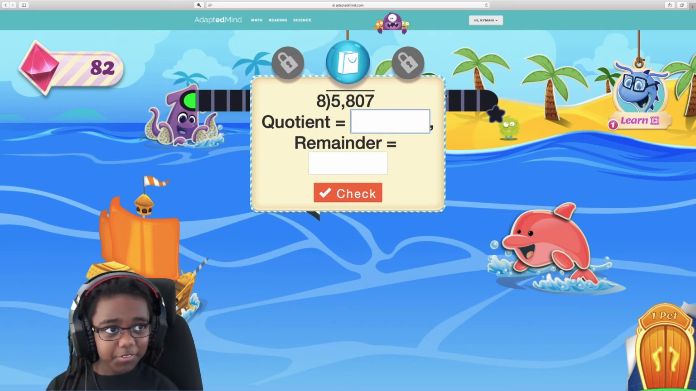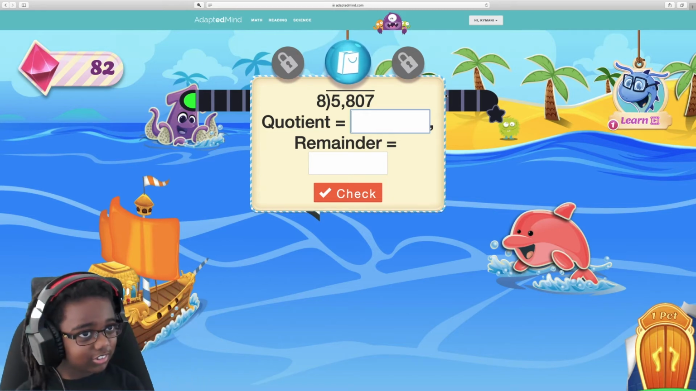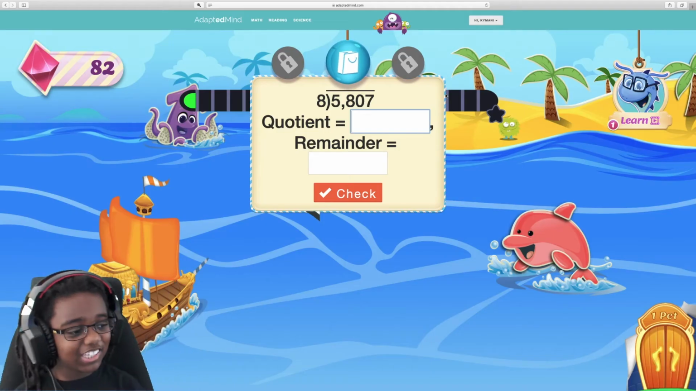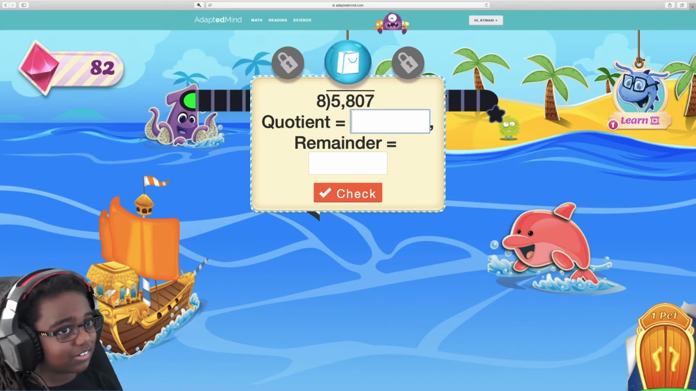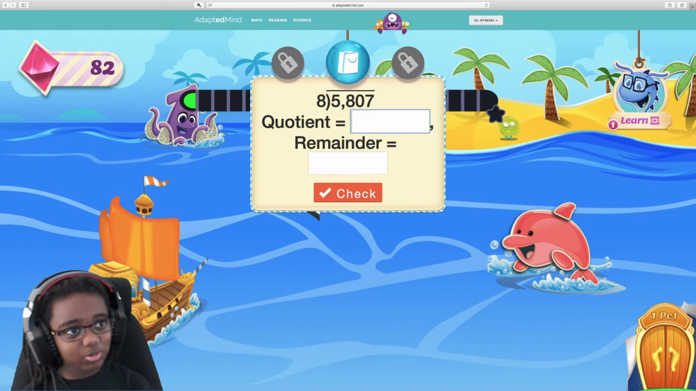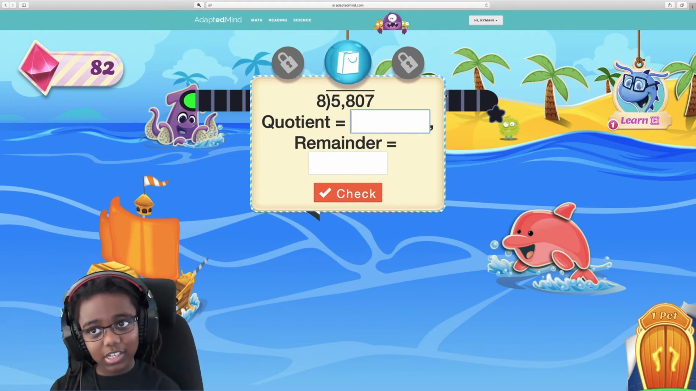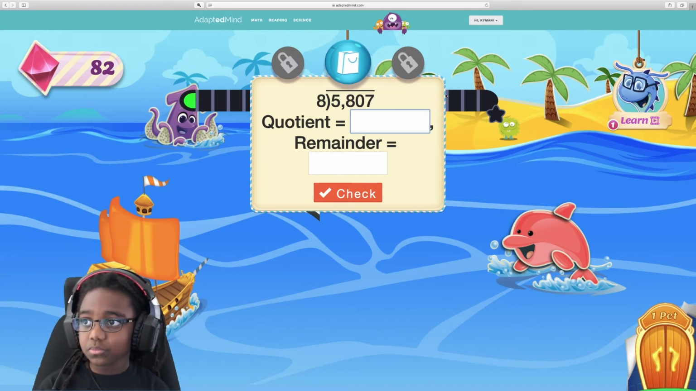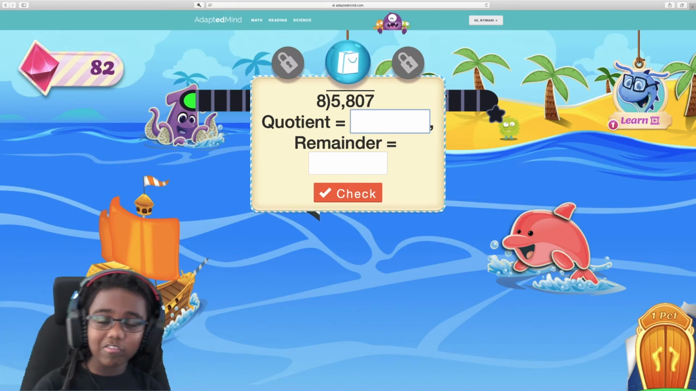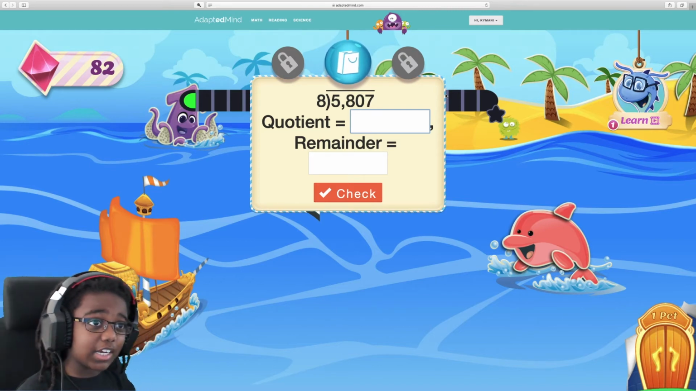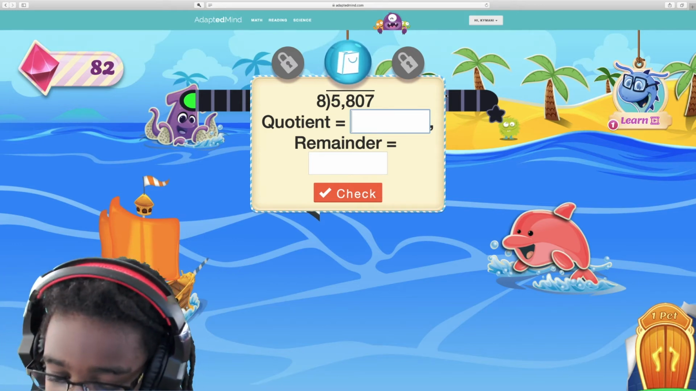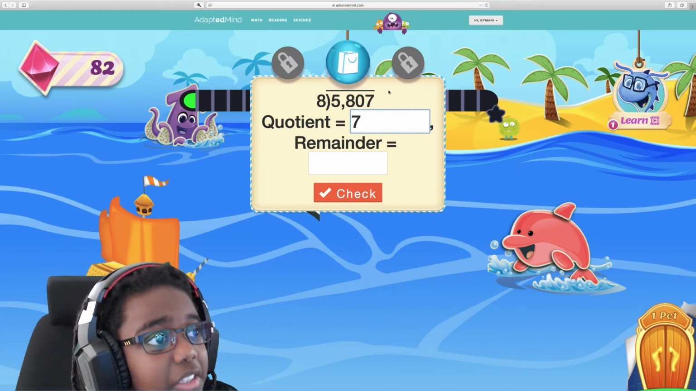I may get a bit confused on this because we've got 5,807 divided by 8. I think I should have gone for a little easier one. Okay. This is too much. 58 divided by 8. 8, 16, 24, 32, 40, 48. Yeah, that's about it. So we can get up to 10. So that would be another 8. And there would be 2 remaining. Now, the way I did that is because if you took the 8, you can get an 8 in 10. So that would be an extra 8, which leaves us with 7. And there would be 2 remaining. 7, remainder 2.